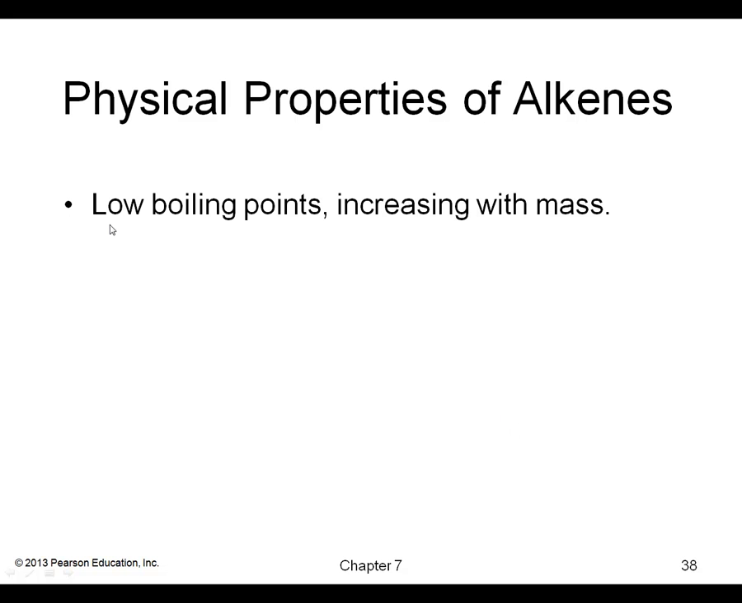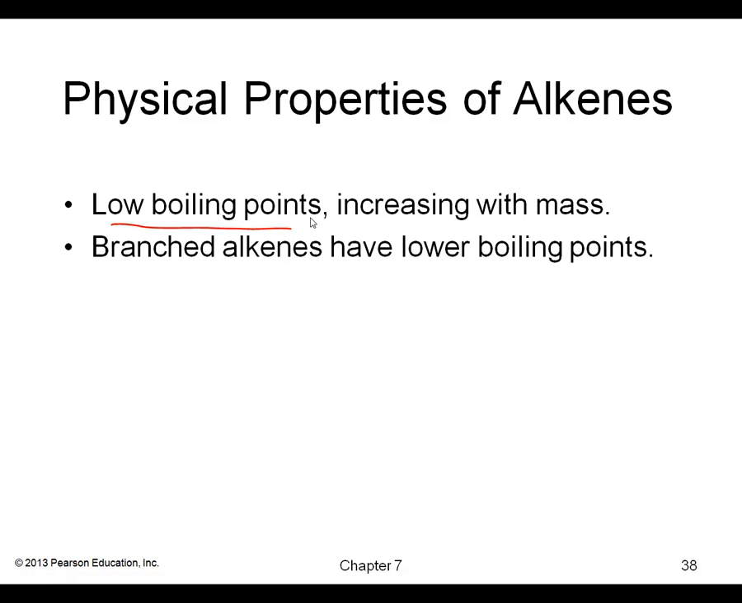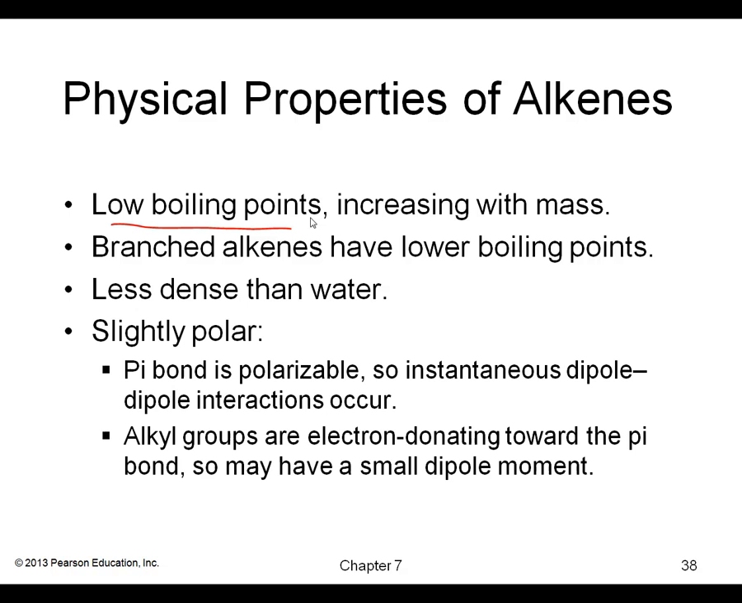Some physical properties of alkenes. They tend to have low boiling points with increasing mass. Branched alkenes have lower boiling points, just like branched alkanes. They tend to be less dense than water and tend to be slightly polar due to the pi bond.